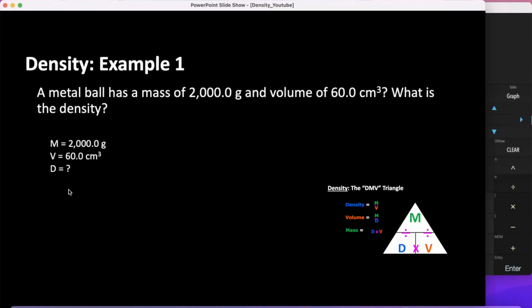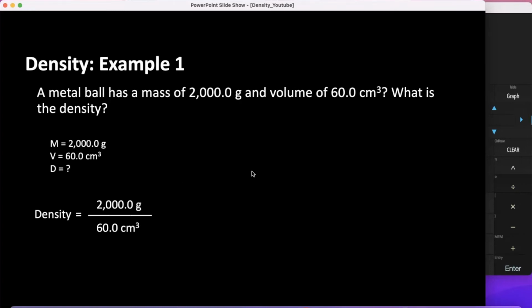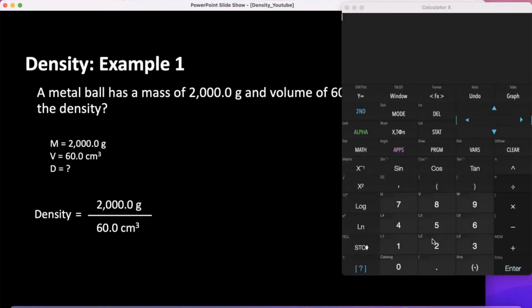So since I know I'm using the density is equal to mass over volume equation, I plug in the values for mass and volume. That's 2,000 over 60. And then you can put that in your calculator.